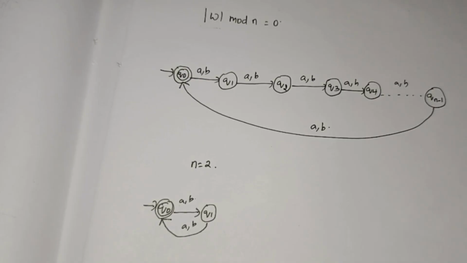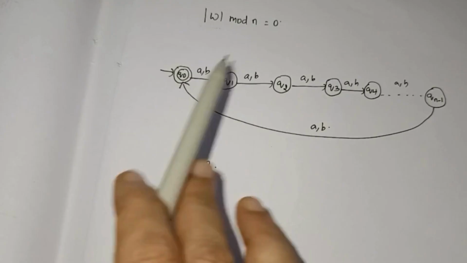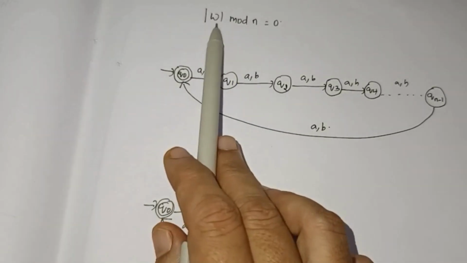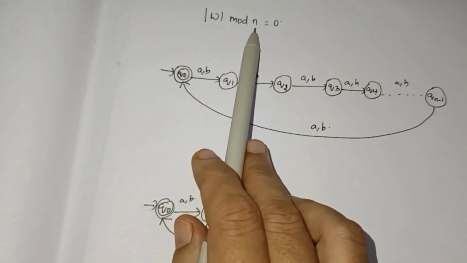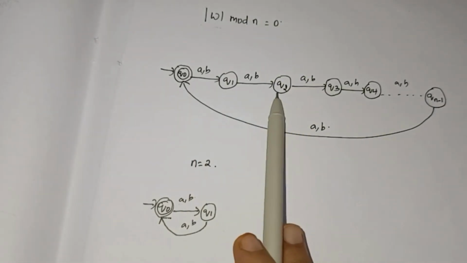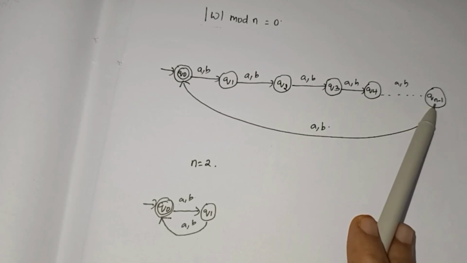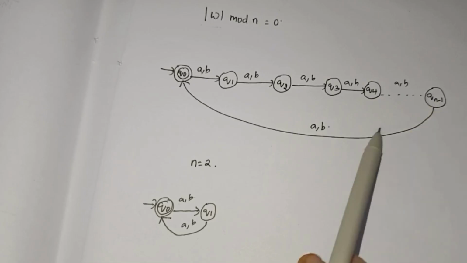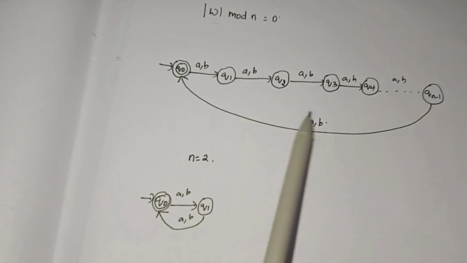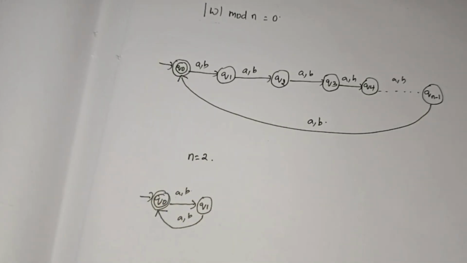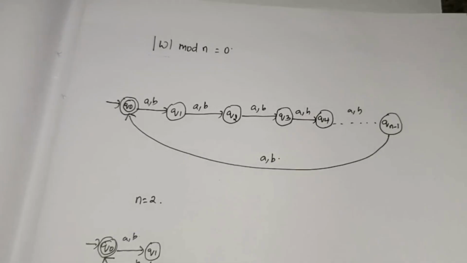So like that, for any n value, this is the general deterministic finite automaton for |w| mod n equals 0. If you take n equals 3, it will stop at 2. If you take n equals 7, it will stop at 6. If you take n equals 9, it will stop at 8, and the 9th transition moves here. 10 means the 10th transition moves here. So like that, we should design a DFA for a given language. Hope you understood the logic of this particular language and how to design a DFA.